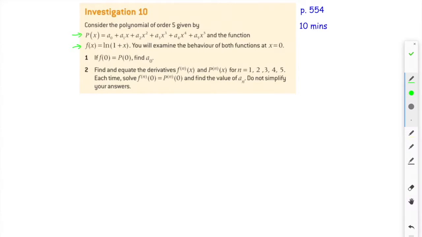And then in number 5 and 6, you can compare the polynomial function that you come up with to the function f of x equals ln(1 plus x). Okay, so you can pause the video now and then resume it when you're done.